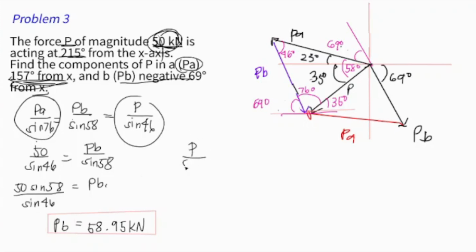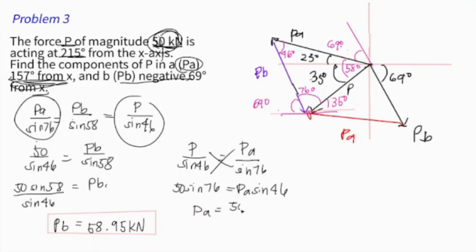So, P over sine 46 is equal to PA over sine 76. Cross-multiply natin. Magiging P sine 76. At yung P, palitan na natin ng 50 kasi given na siya. 50 sine 76 is equal to PA sine 46. So, yan. Divide natin both sides by sine 46. Magiging PA is equal to 50 sine 76 over sine 46.